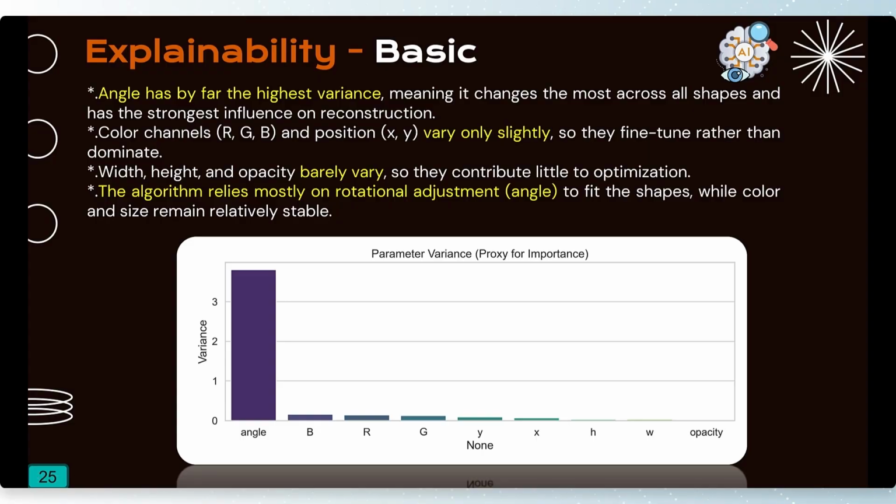Here we have parameter variance, which is an explainability plot. The angle has by far the highest variance, meaning it changed the most across all shapes and had the strongest influence on reconstruction. Color channels of RGB and position X and Y vary only slightly, so they fine-tune rather than dominate. Width, height and opacity barely vary, so they contribute little to the optimization. The algorithm relies mostly on rotational adjustment, or angle, to fit the shape, while color and size remain relatively stable.